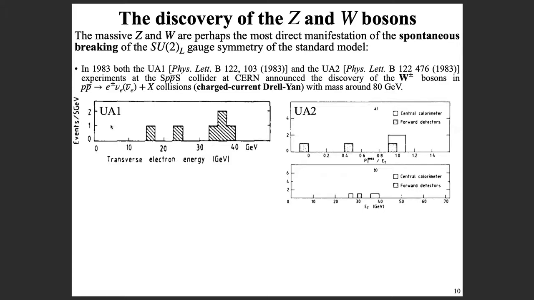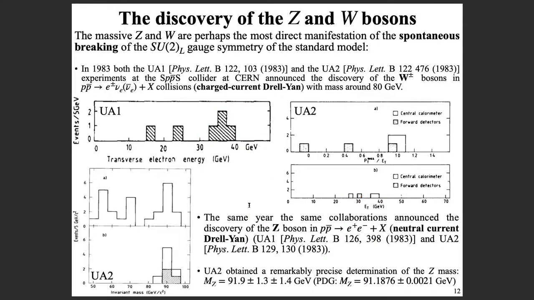And here you see two plots, on the left-hand side from UA1 and on the right-hand side from UA2, in which they observed the so-called Jacobian peak. Because if you look at the transverse energy of the observed charged lepton, you should see a kind of shoulder peak around M_W over 2. And this is exactly what UA1 and UA2 observed. So actually the signal was not that strong. They only had a bunch of events, but the events were quite enough to claim the discovery.